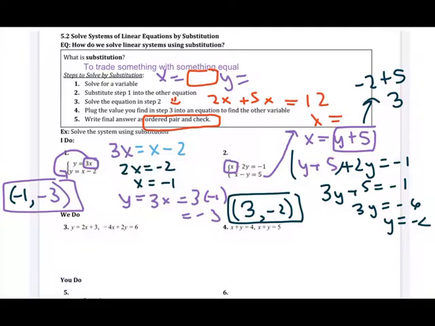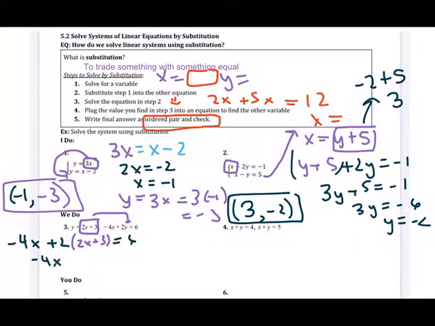And in fact, I do. The first equation says y equals 2x plus 3. So go ahead and substitute that in for y in the second equation. Go ahead and pause the video. So I'm going to get negative 4x plus 2 times the thing I'm substituting in for y equals 6.